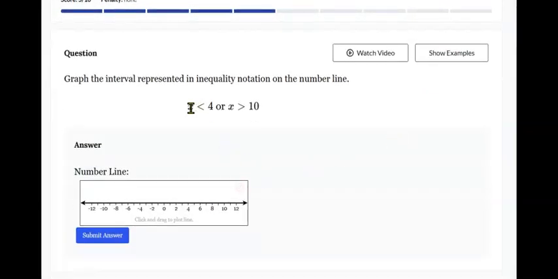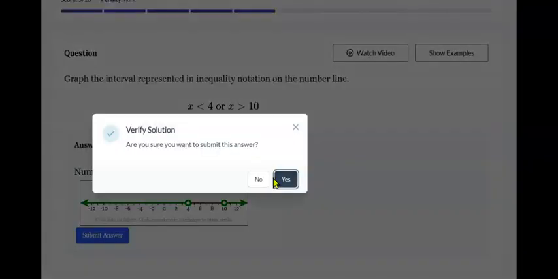One more time. X can be any number less than 4. Go to 4, click once, drag until I see the arrow. Now I'm going to click on the 4 to open the circle. The second inequality states I can be greater than 10. Click the 10, hold my finger down, and drag to the right. Go back to 10 and open the circle.